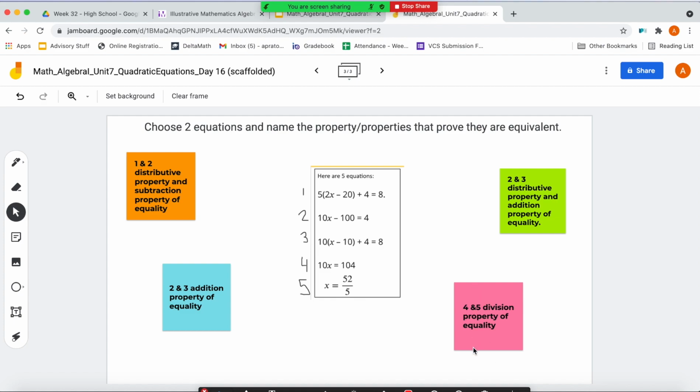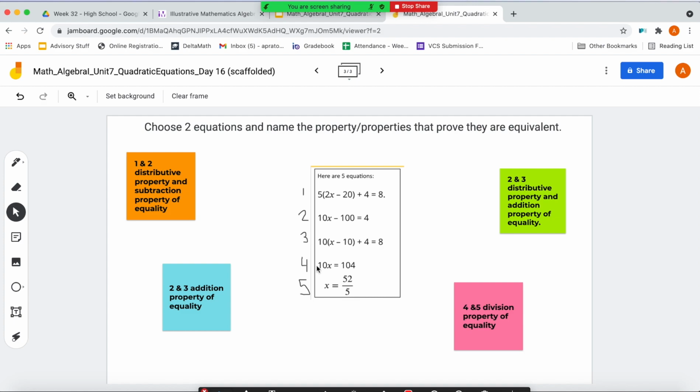And then 4 and 5 is the division property of equality, but then also bringing in those ideas of multiplicative inverse and multiplicative identity. Like, we could divide both sides by 10, but what else could we do to turn this into a 1? Because sometimes if you had 3/5 here, it would be a lot easier to just multiply both sides by 5/3 than to divide both sides by 3/5. So really, letting them start to see that connection with the multiplicative inverse.